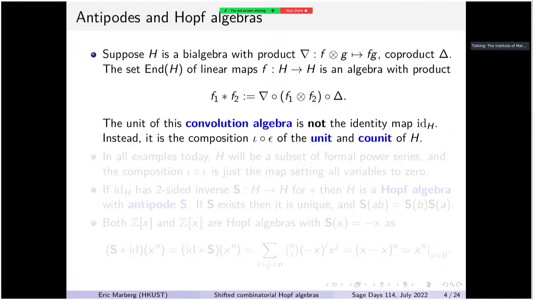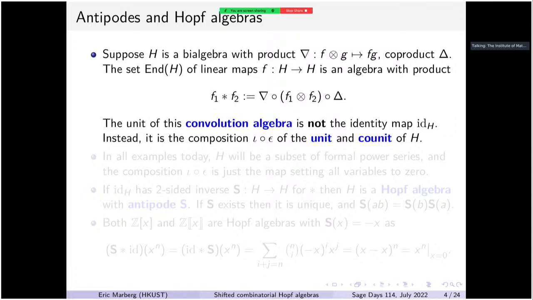But we have this one called the convolution product, which is going to bring together all of the maps we have available. We're going to first apply delta to turn something in H into a tensor, and then we're going to apply F1 to the first factor and F2 to the second factor, and then we're going to multiply them together again.